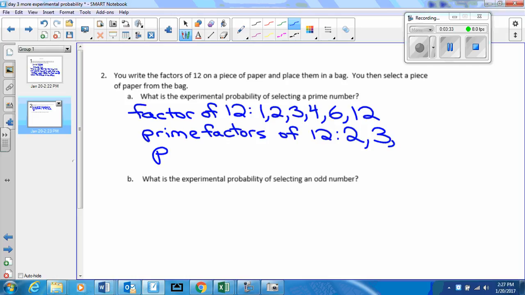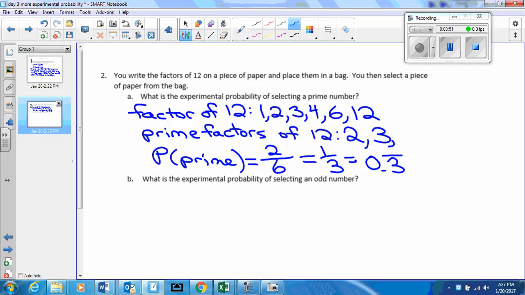So the probability of getting a prime number: there are 2 prime numbers out of 1, 2, 3, 4, 5, 6 numbers in the bag. That reduces down to 1/3. As a decimal, 0.3 repeating. As a percent, 33.3 repeating percent.